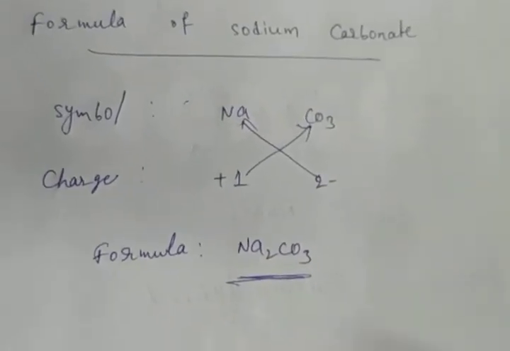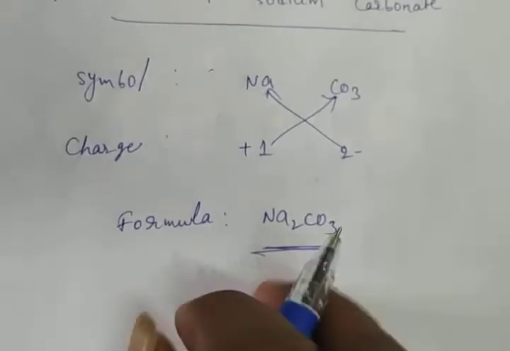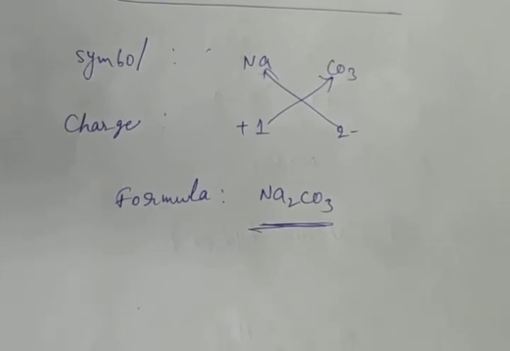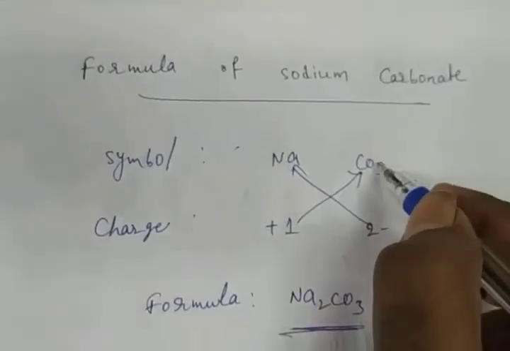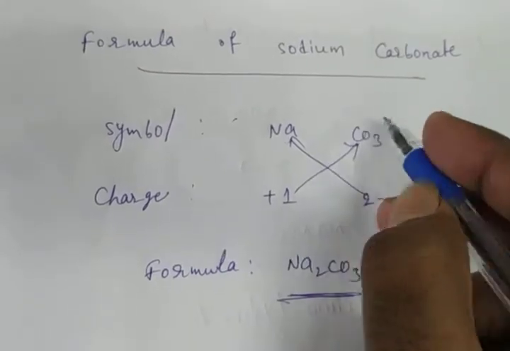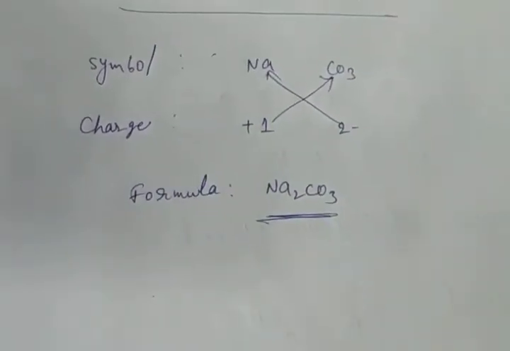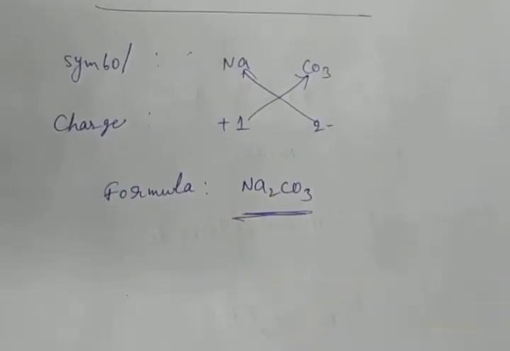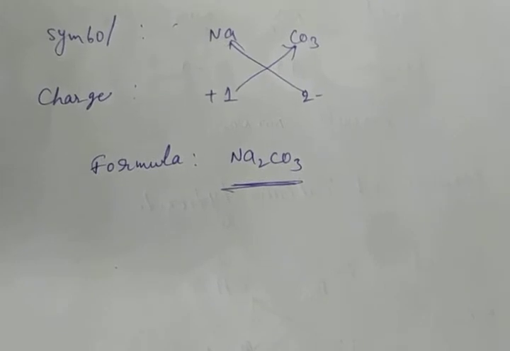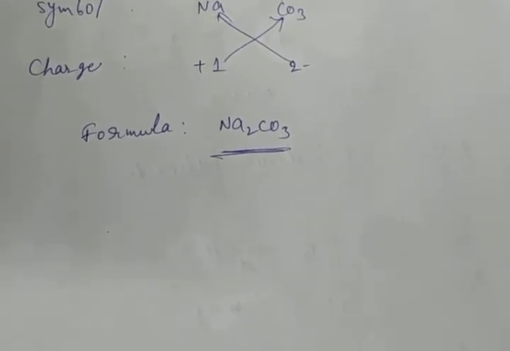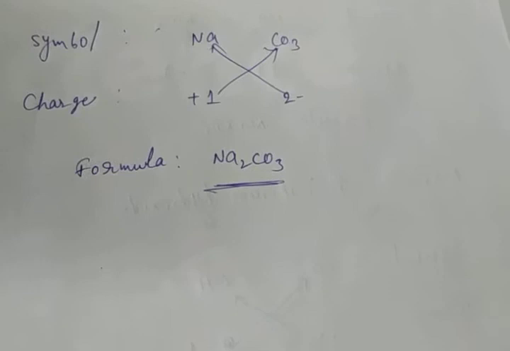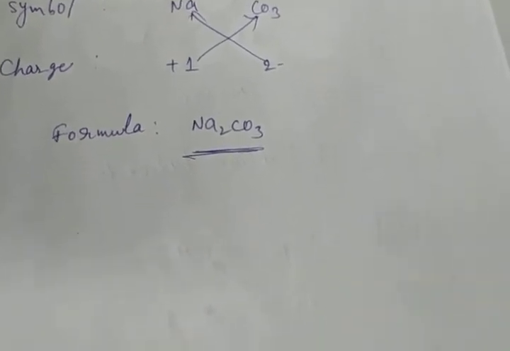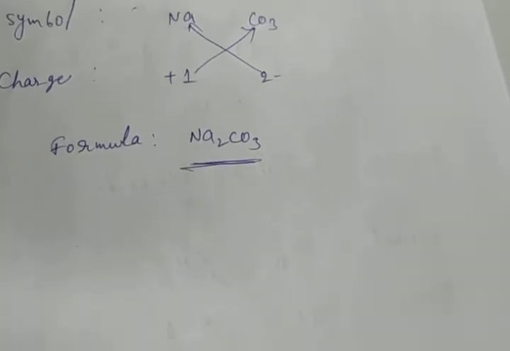In the above example, brackets are not needed if there is only one ion present. Here, how many CO3s are there? Only one. That's why, if only one polyatomic ion is there, no bracket is needed. If two or more ions are there, we need a bracket. If only one ion is there, we do not write it inside the bracket.